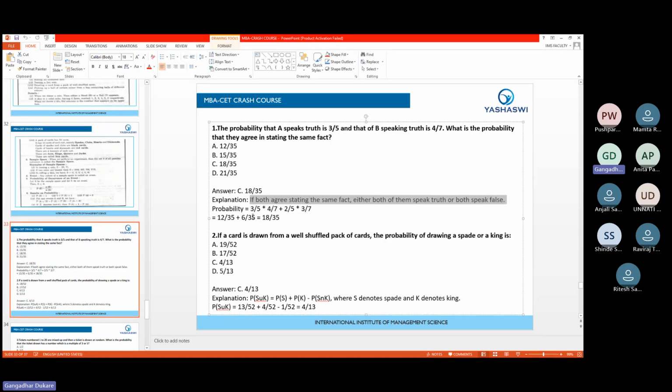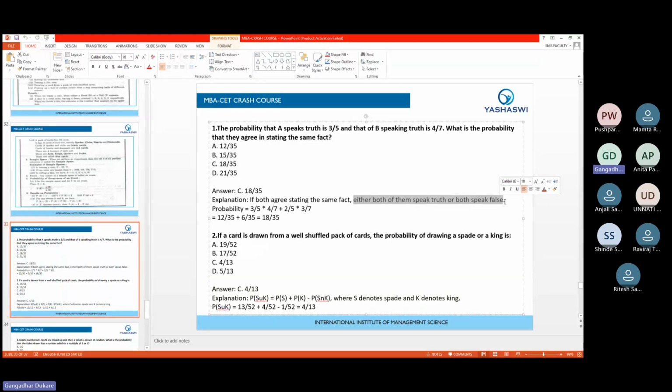According to that, we take 3 by 5 into 4 by 7, which is related to the 3 by 5 value. The 2 by 5 again is related to this, that is 3 by 7. We can take any numbers, as long as they match the probability. Whatever facts are given, if both of them speak truth or both of them speak false, the numbers will be equal in both of these.